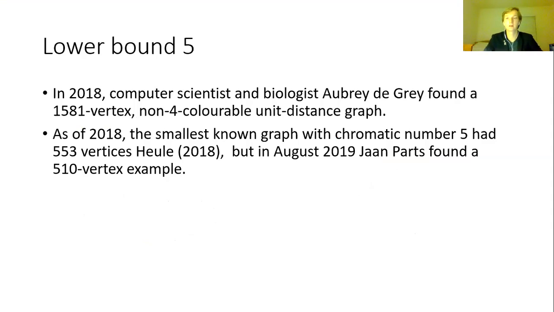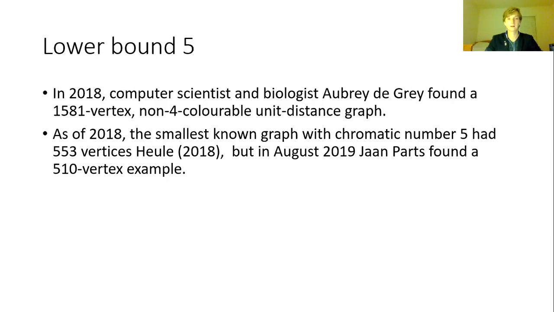So it means that it cannot be colored in 4. In 2018, a computer scientist and biologist found a 1581 vertex example that cannot be colored in 4. So it's a fun fact. He was not a mathematician. He was doing it for fun, and he calculated it on the computer, but that proof is accepted.